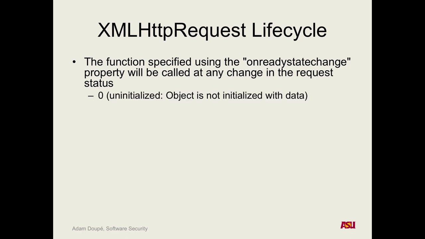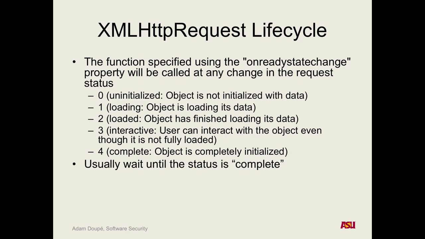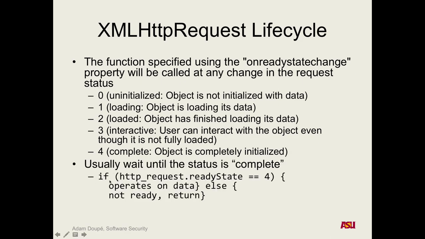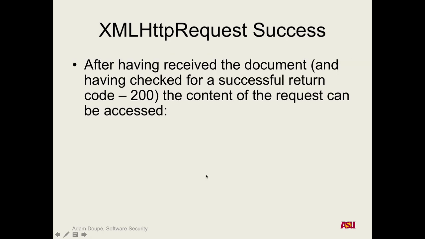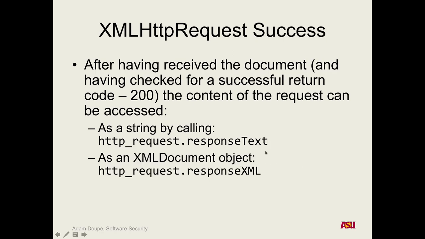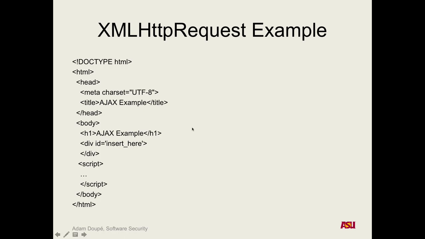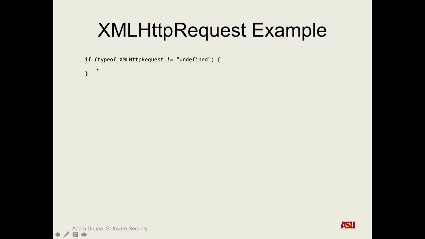The value that gets passed in will be 0 first, 1 if it's loading, 2 that it's finished loading, 3 it's almost ready to be loaded, and 4 is finally done. So basically, you just wait and say, when this ready state is 4, then operate on that data. Then you can access the response text to get the text response. If it's an XML document, you can get the XML and completely interact with it.